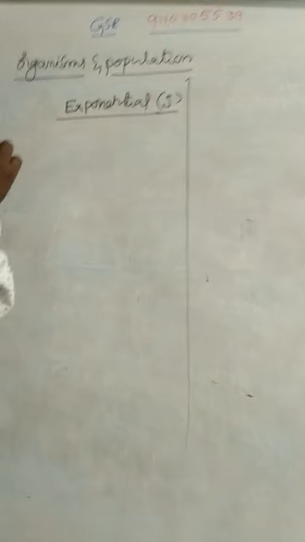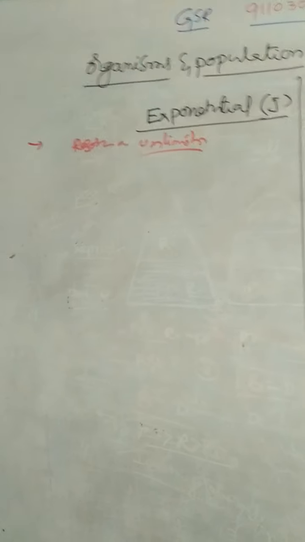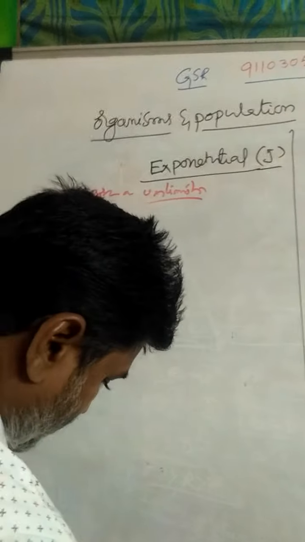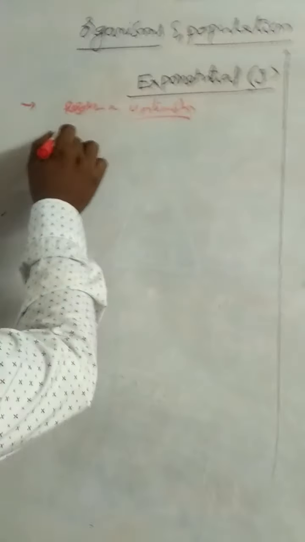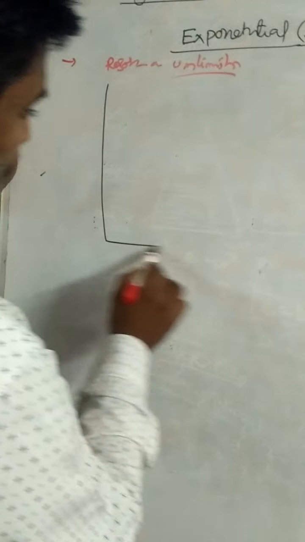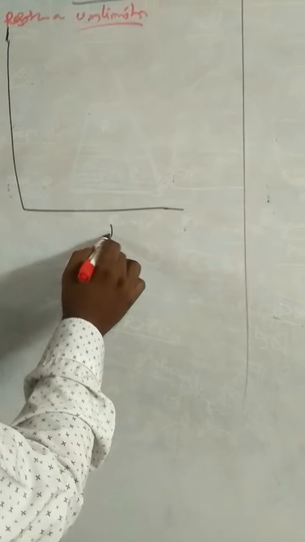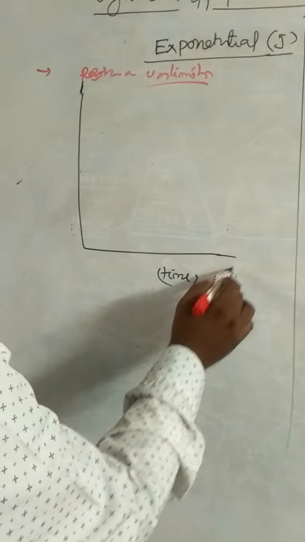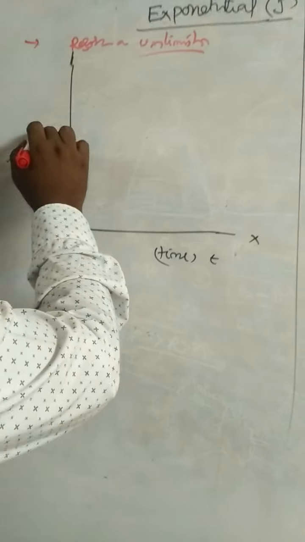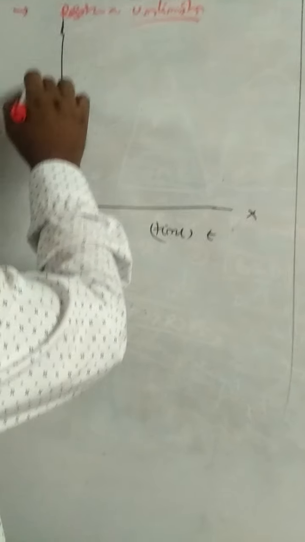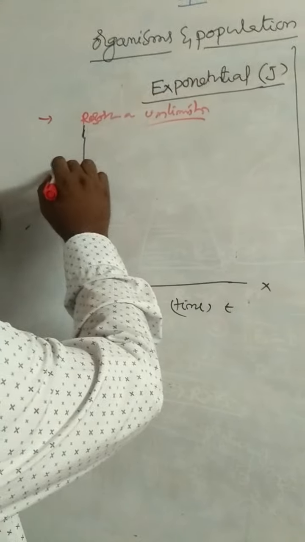In this exponential growth curve, resources are unlimited. Then with the unlimited resources, the number of individuals increases. This is about J-shaped growth curve. Time is plotted on x-axis, population density n plotted on y-axis, population density.